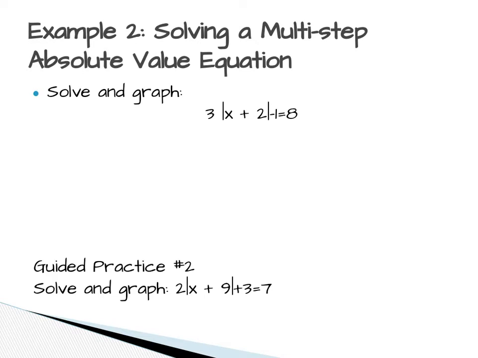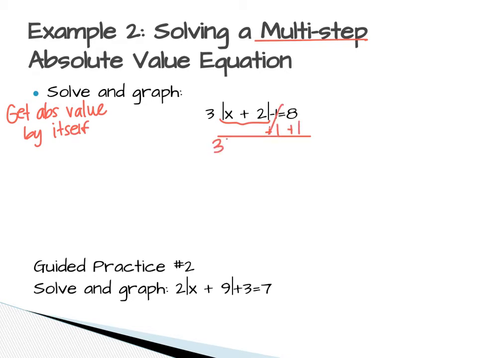Okay, when you have a multi-step equation, meaning I have more than just the absolute value, you have to get the absolute value by itself. So we're going to first add 1, and we get 3 times the absolute value of x plus 2 equals 9. Then divide both sides by 3. So we get the absolute value of x plus 2 equals 3.